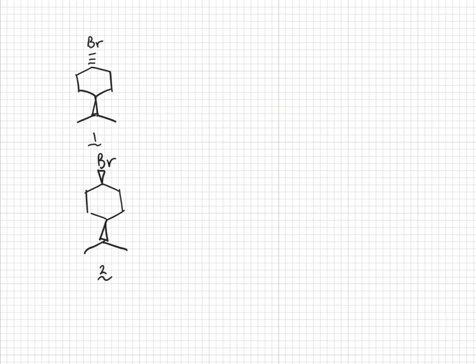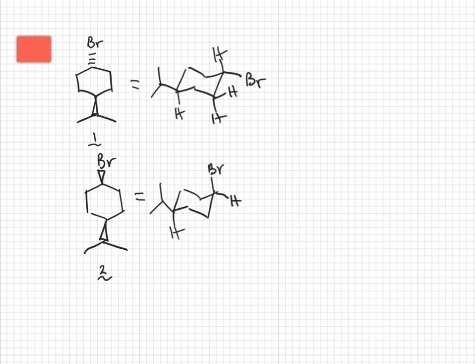Now it's your turn. Use the same analysis to determine which of these two isomers reacts faster. Press the pause button now and work it out on a separate piece of paper. Your first step in this process should be to draw the chair conformation of both isomers in which the isopropyl group is equatorial. For compound 1, this low energy conformation places the bromide in an equatorial position.